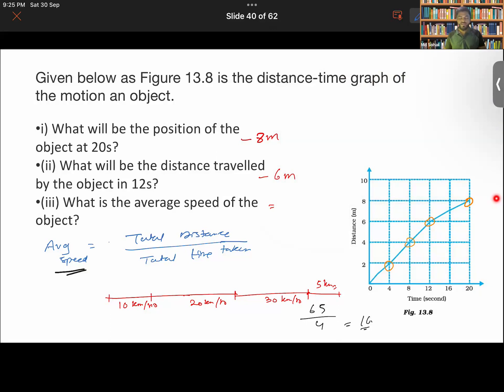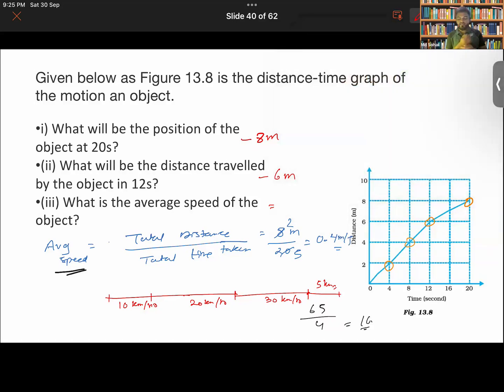Yes, sir. So total distance is obviously given here. So that is 8 meter. And the total time is 20 seconds now. 20 seconds here. It will be 0.4 meter per second. That has been the average speed.